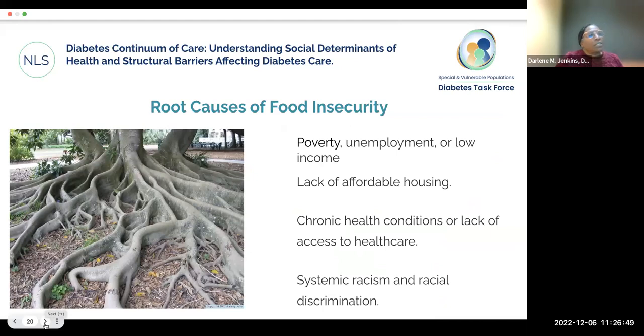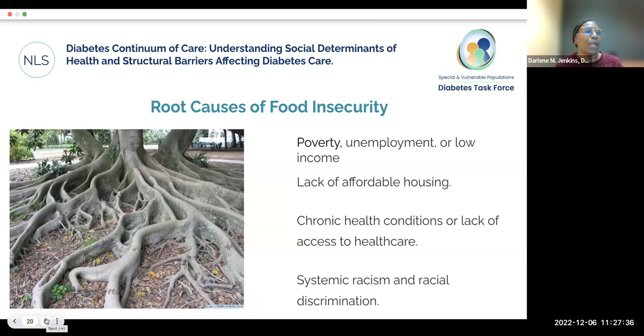So let's talk about the root causes of food insecurity, because that is really something we want to address. We cannot look at the leaves of the tree and the branches of the tree without getting to the root of it. These are just some of the root causes. It's a multi-layered problem. There's not just one issue we can point to that says if you're this or that, you are food insecure. It is multi-layered and multifaceted.